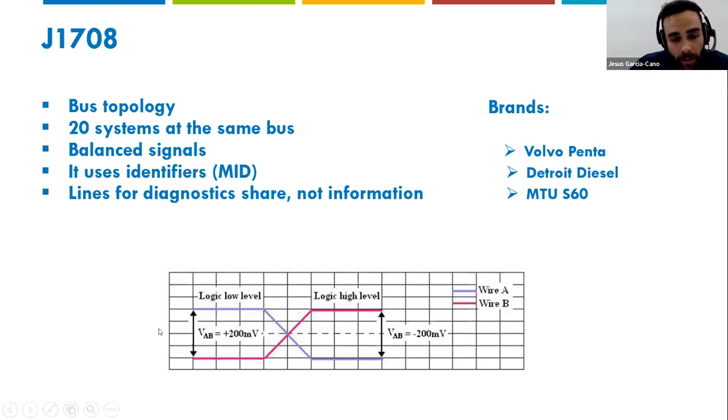Okay, the signal is different. It's not square, it's like this, like the picture, and it's balanced. Okay, it's not symmetric. This protocol doesn't use a source address. It uses a message identifier. For example, the message identifier of the engine is 128, and the line is only for diagnostics, not for sharing information. That is the main difference compared with the CAN lines. Okay, brands that use this kind of protocol are Volvo Penta, D3 diesel, and MTU 60 series.